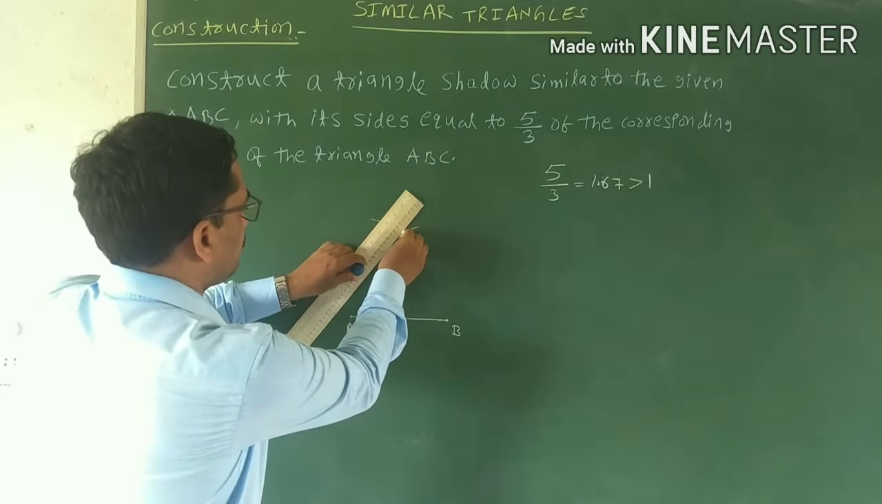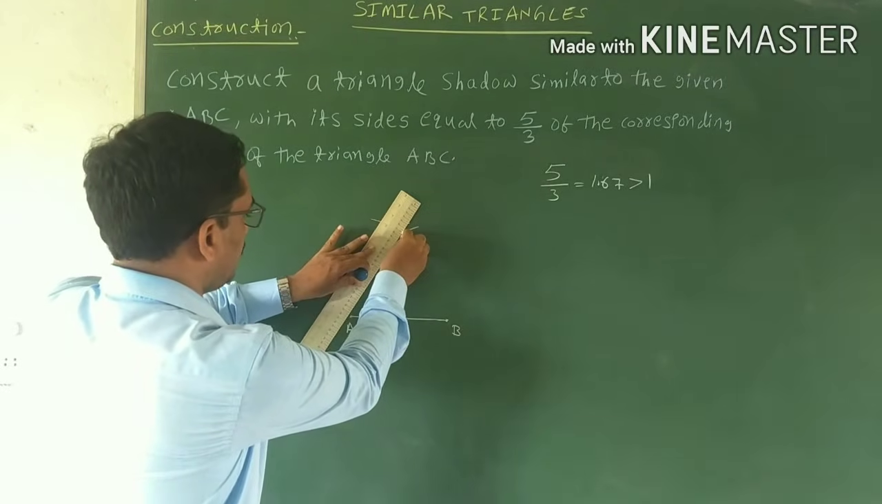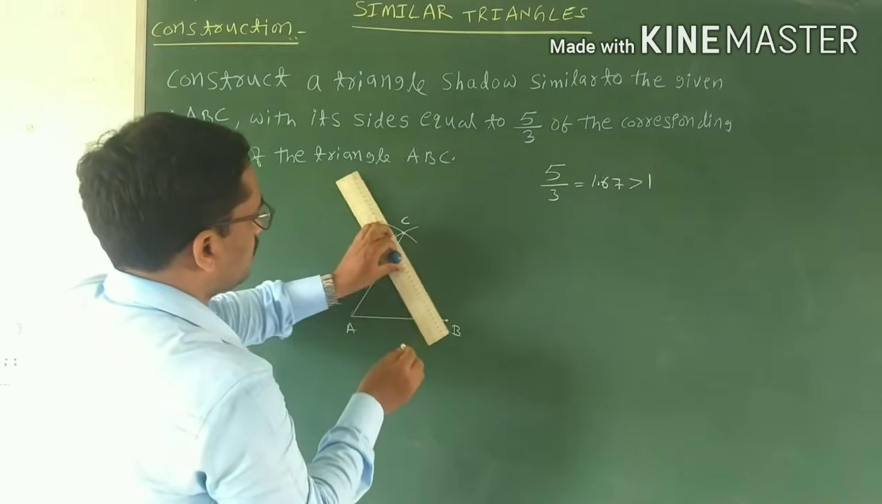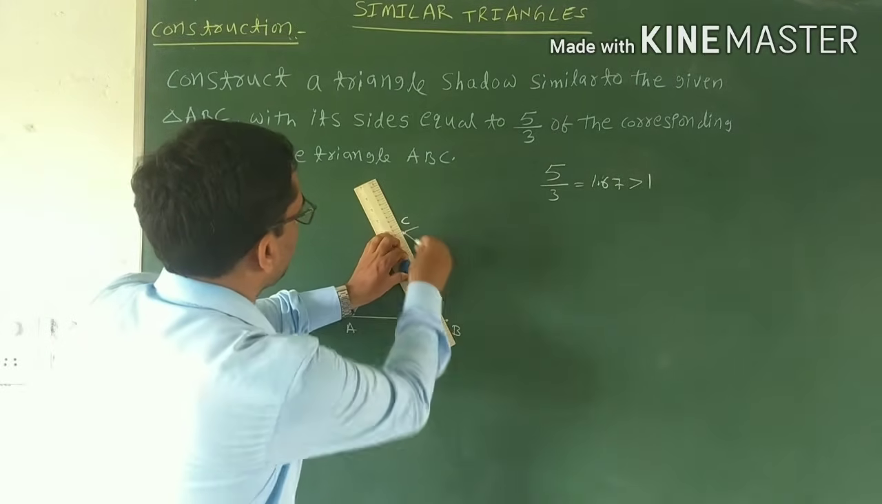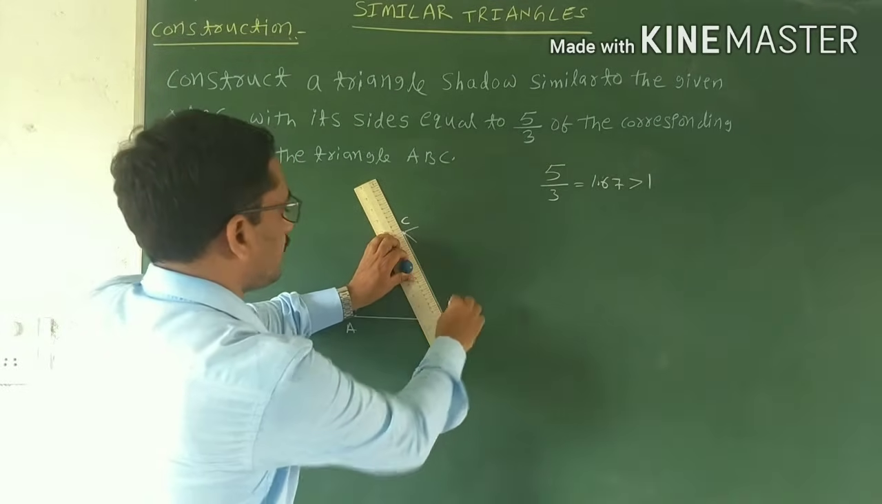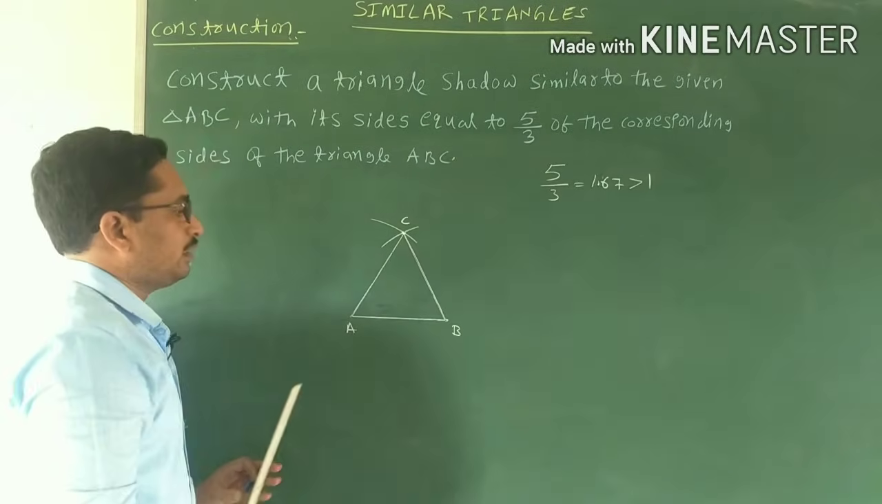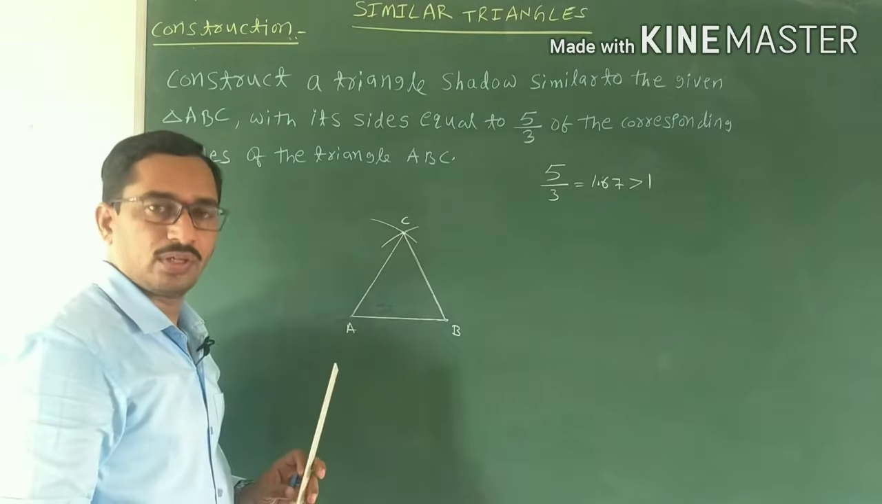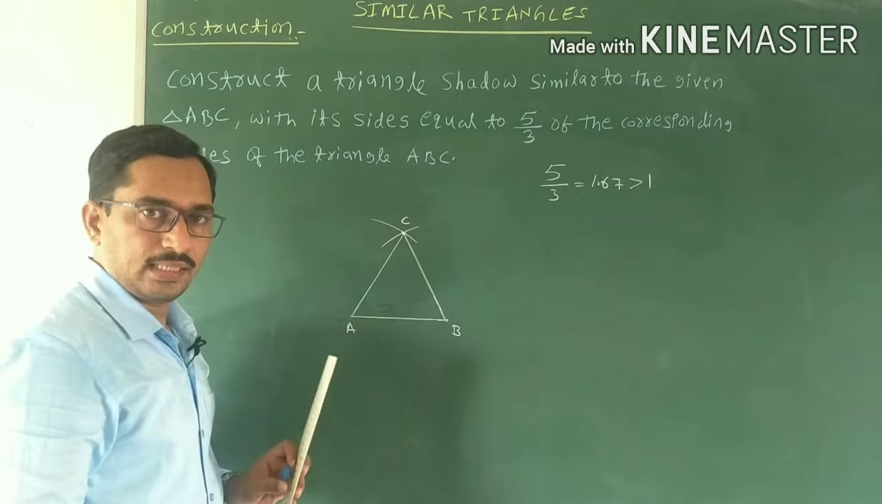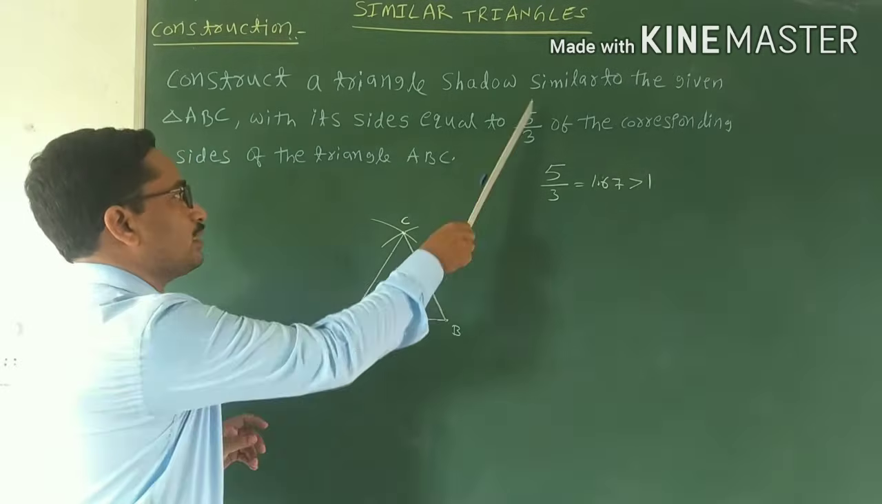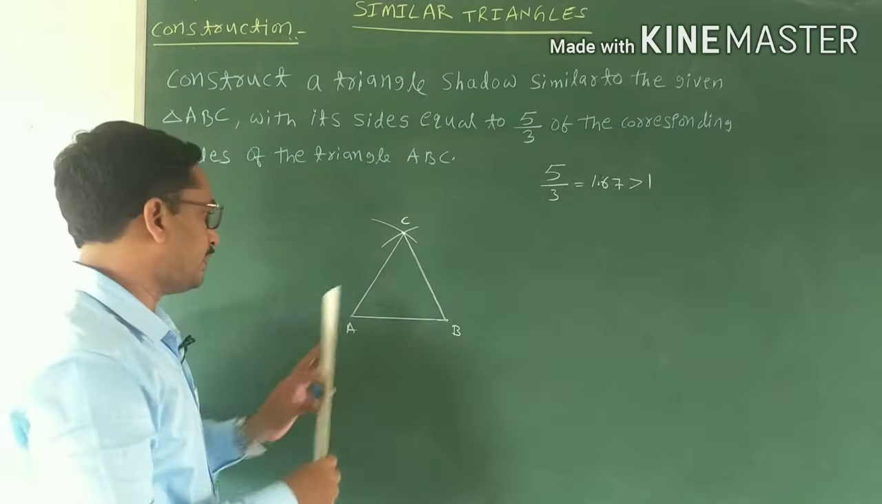Join AC, join A and C, and also join BC. So this is an equilateral triangle with side length 8 centimeters. Now we have to construct a triangle similar to this whose sides are in the ratio 5/3. Now this is the given triangle.